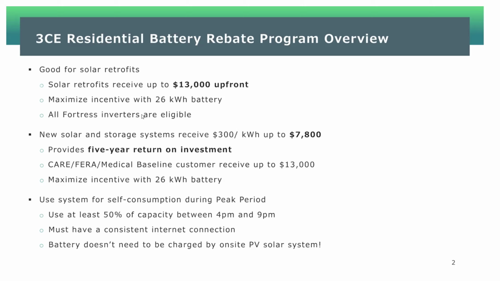So you have to keep a certain amount of capacity during 4 to 9 p.m., which is 50%. You must have an internet connection. So if you're off the grid with no internet, maybe you get a Starlink, I don't know, but you must have an internet connection. But a caveat here is that the battery doesn't need to be charged by on-site PV. You can actually have the battery charged by the grid.